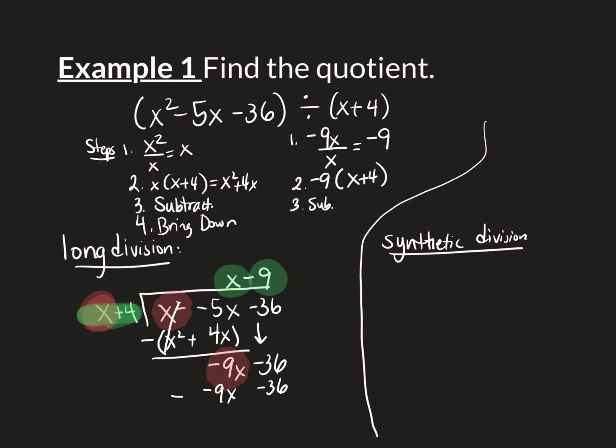Then step 3 is to subtract. So I'm going to subtract those two polynomials. Again, if you want to make this addition and change both of these signs, you are welcome to do that. I just normally just subtract. Negative 9x minus negative 9x is 0. Negative 36 minus negative 36 is 0. So I do not have a remainder. My quotient is x minus 9. This is the quotient.